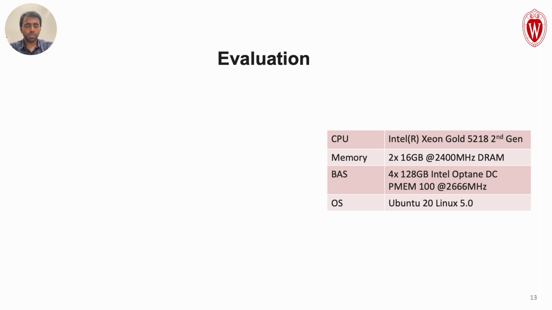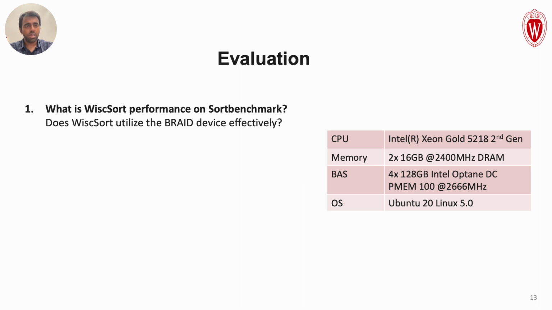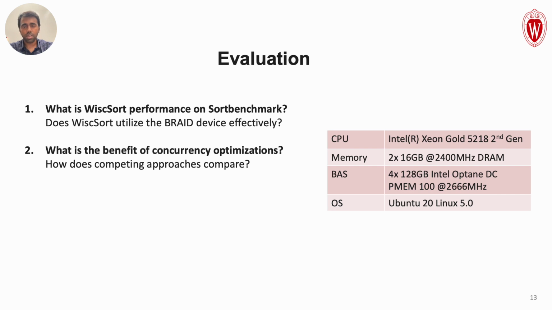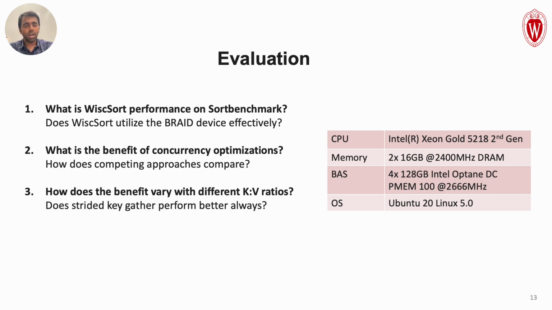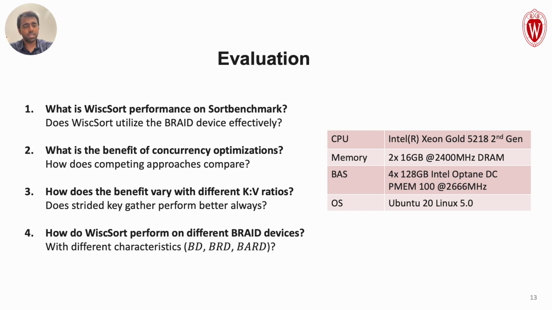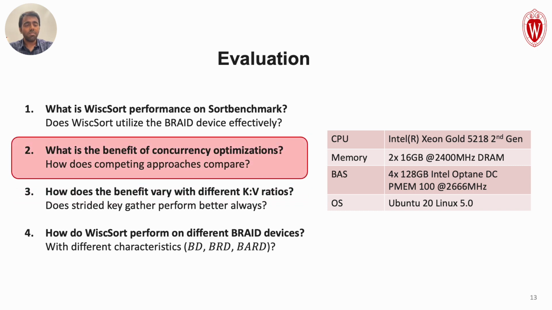To evaluate WisSort's performance, we broadly ask the following questions. What is WisSort's performance on a sorting benchmark? Does WisSort actually utilize the BRAID device effectively? What is the benefit of the concurrency optimizations that we have introduced? How does the benefit vary with different key-value ratios? Does strided gather always make sense? How does WisSort perform on different BRAID devices with varying characteristics? Does WisSort's mechanism always work well with different properties? Now, although we answer all these questions in great detail, we'll only be focusing on the concurrency optimizations in this talk. For the rest, please refer to the paper.